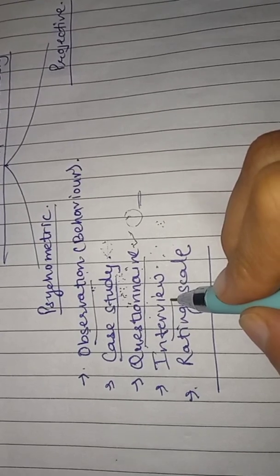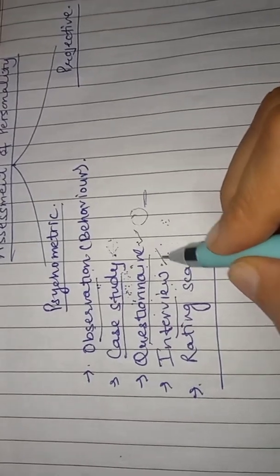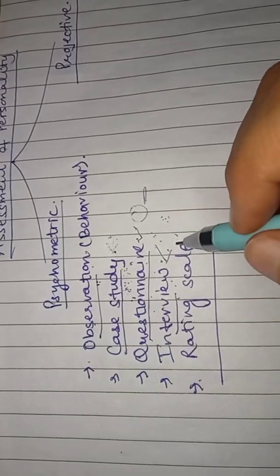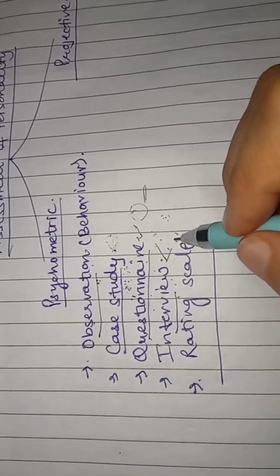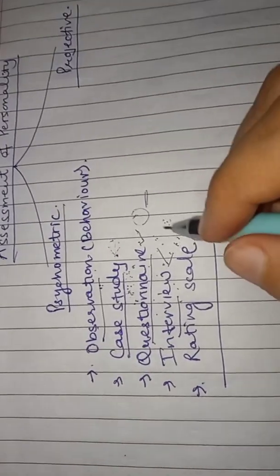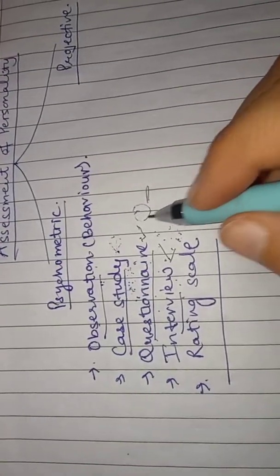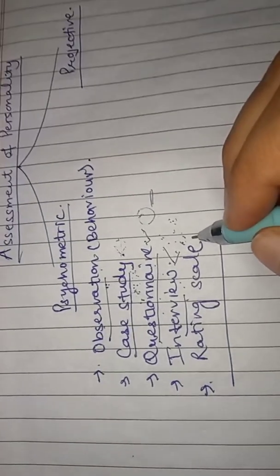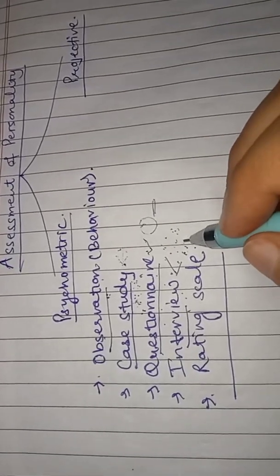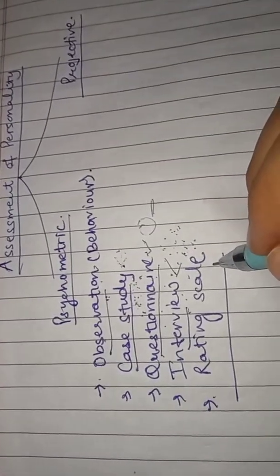Then the next is the interview method. In the interview method, basically two people are required, the interviewer and the interviewee. When the interviewer is going to conduct the interview to assess someone's personality, he is going to give the time and the place to the interviewee so that he can conduct that interview. In the interview session, the interviewer is going to ask some questions related to personality to the interviewee, and the interviewee is going to give the answers, and the assessment will be done, and accordingly he is going to tell him that this kind of personality you possess in your behavior.